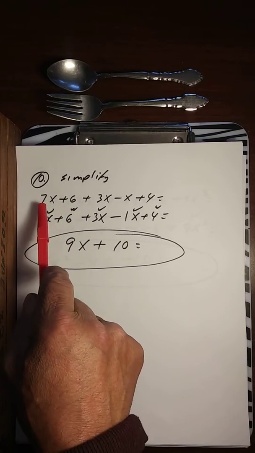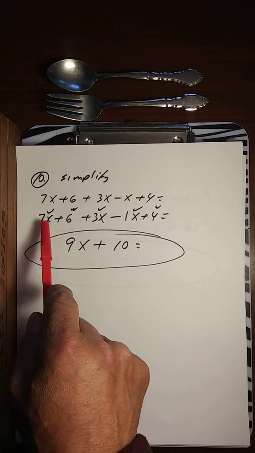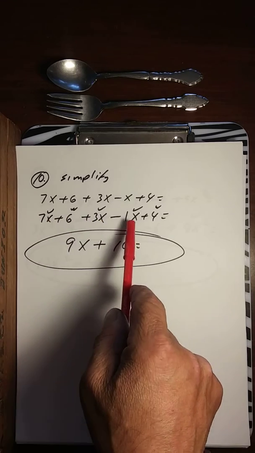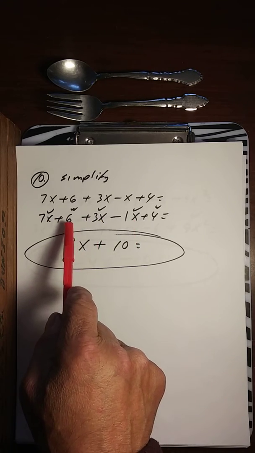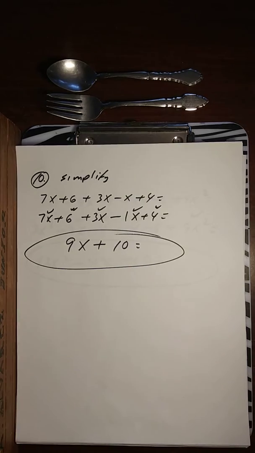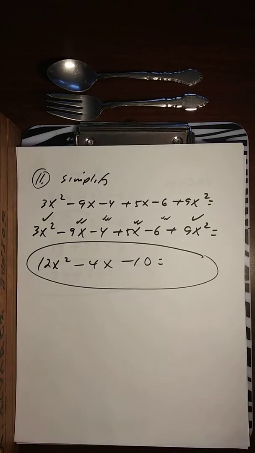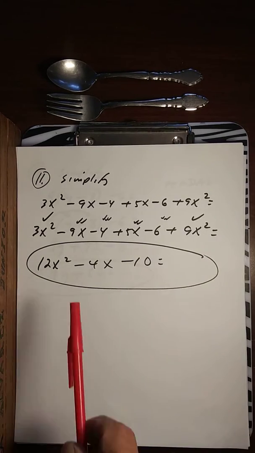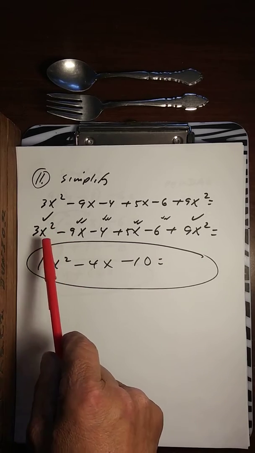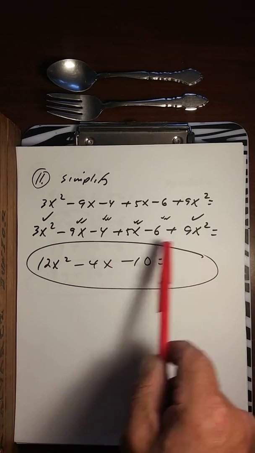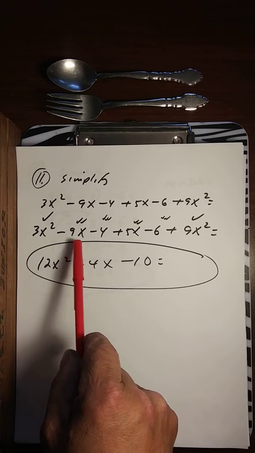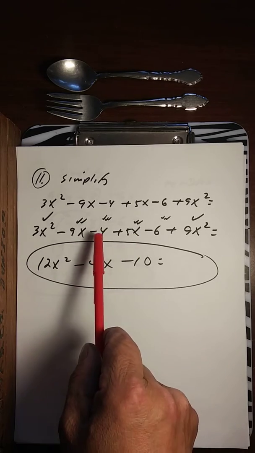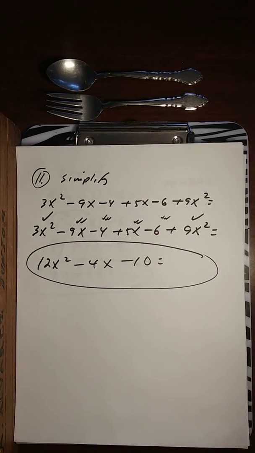Simplify this. We have 7x, 3x. So 7x and 3x is going to be 10x minus 1 is 9x. And then 6 and 4 is a 10. Combine like terms. This one. Combine like terms again. So we have a 3x squared, 9x squared is 12x squared. You have a negative 9x and a 5x is negative 4x. Negative 4, negative 6 is negative 10.